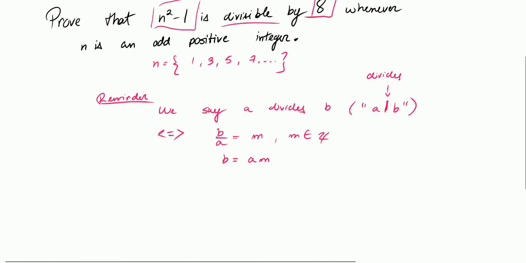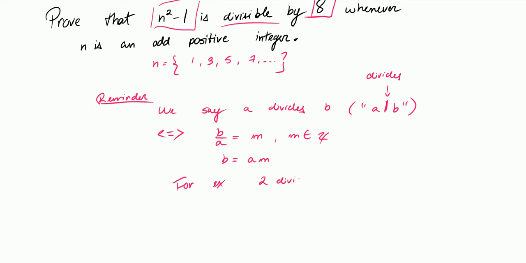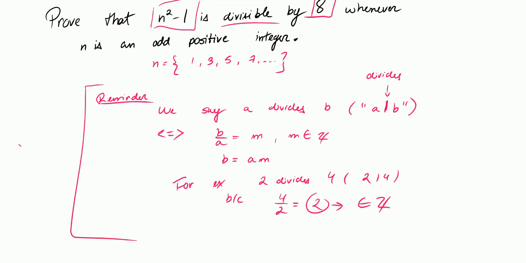So for example, 2 divides 4, because 4 over 2 gives you 2, which is another integer, which belongs to the set of integers. So that's the whole idea behind divisibility.